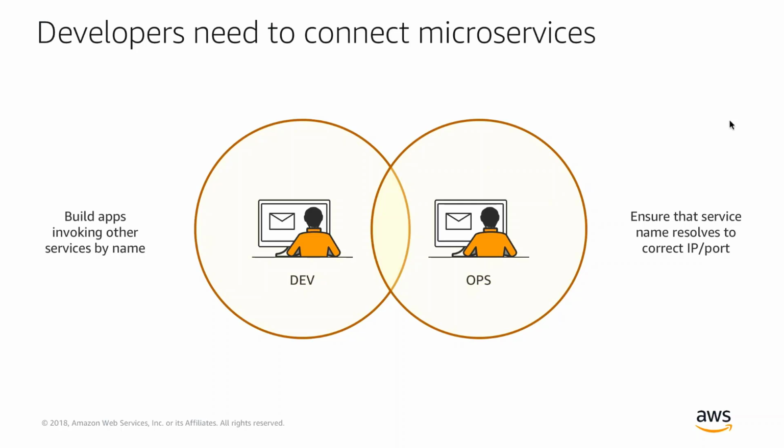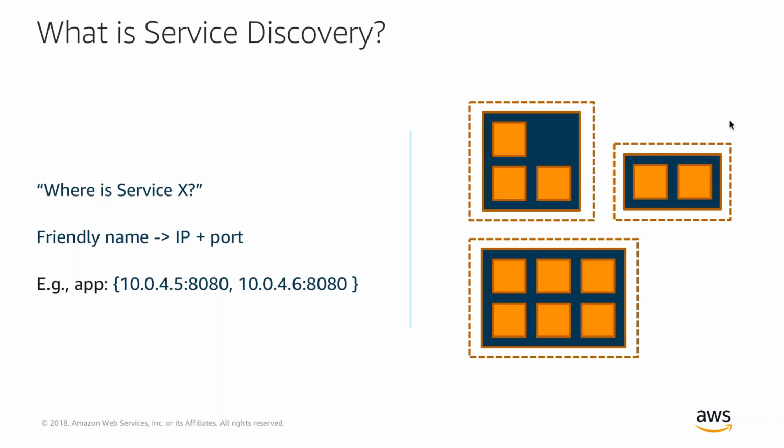So Service Discovery is the solution to both of those problems from the developer and the operations perspective. So what is Service Discovery? It's basically a way of solving this question of where is Service X? I want to talk to Service X, how do I do so? And it solves that problem by giving you a friendly name which resolves to an IP address and port of where that service is located. So for example, the friendly name could be app, and the address could be one of these two IP address and port combinations that you see on this slide.